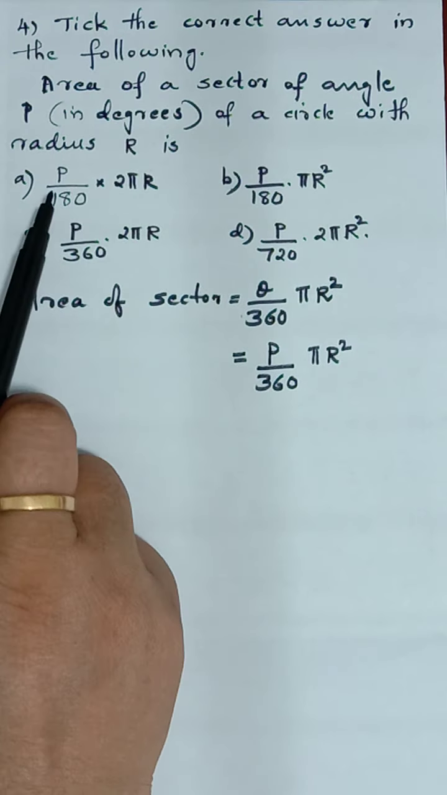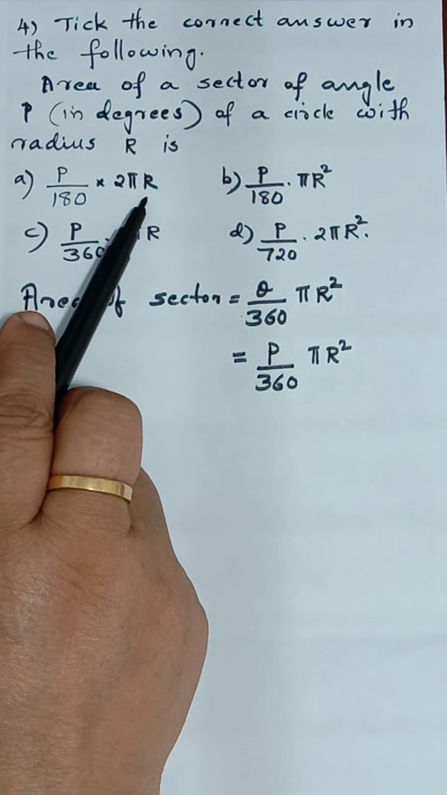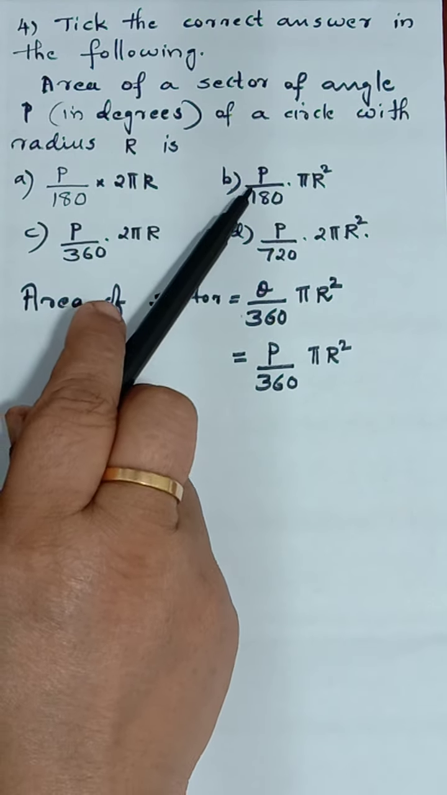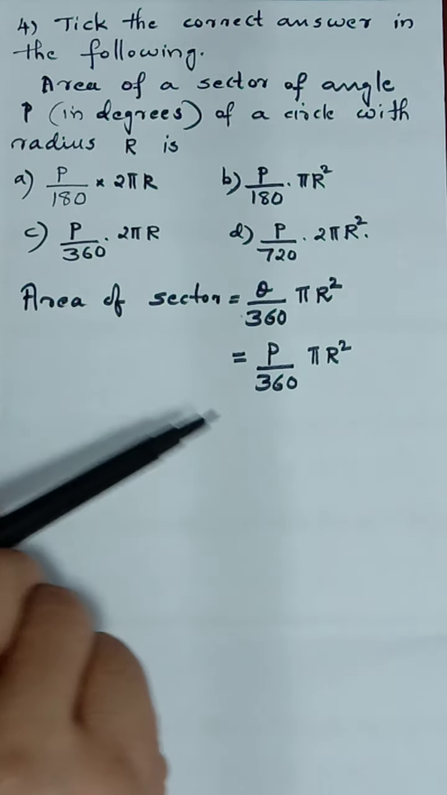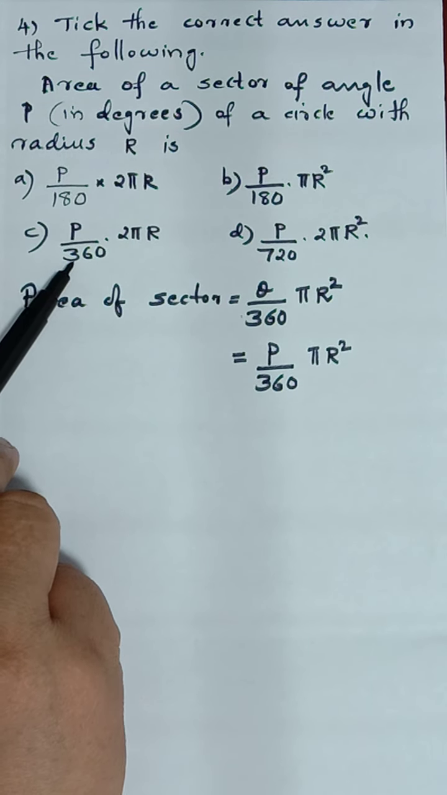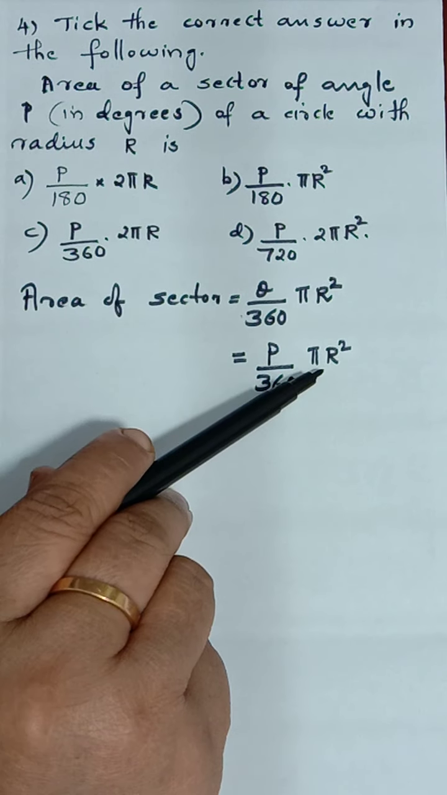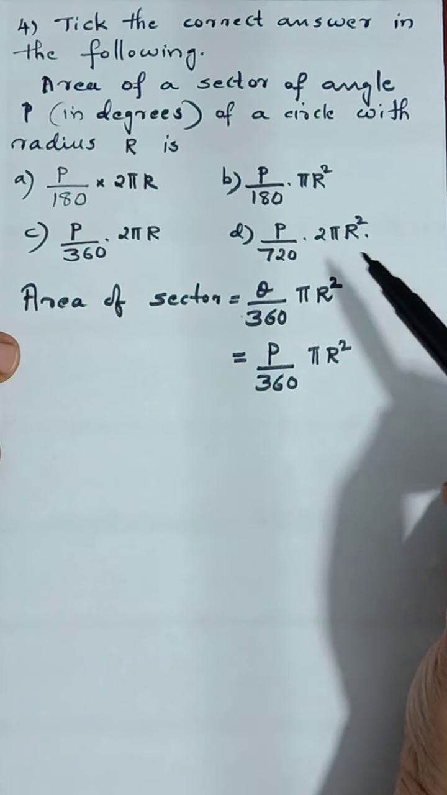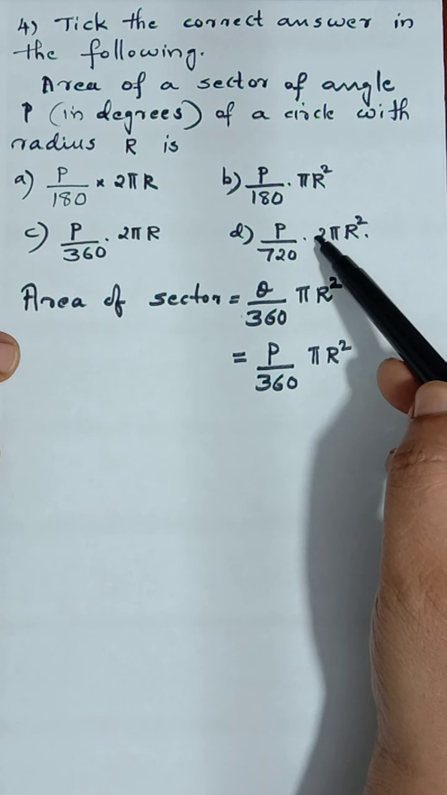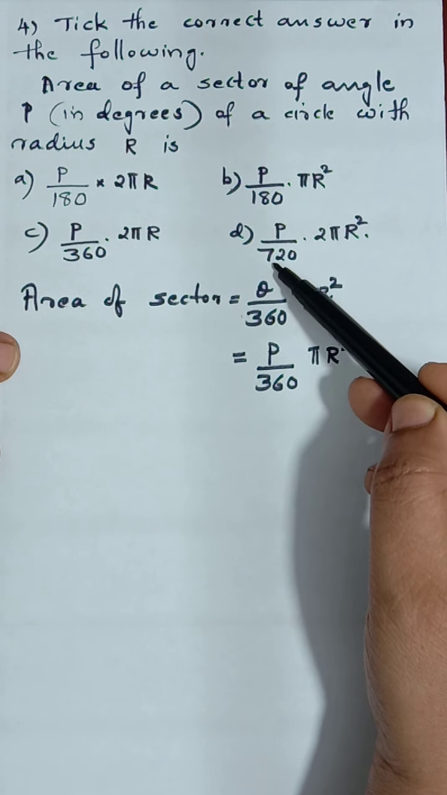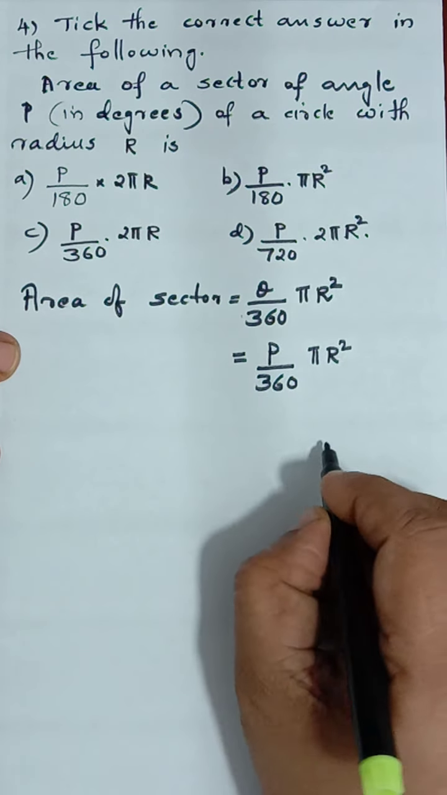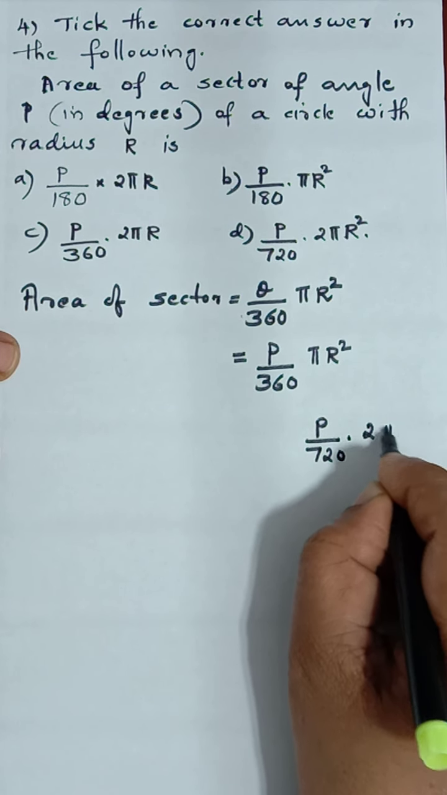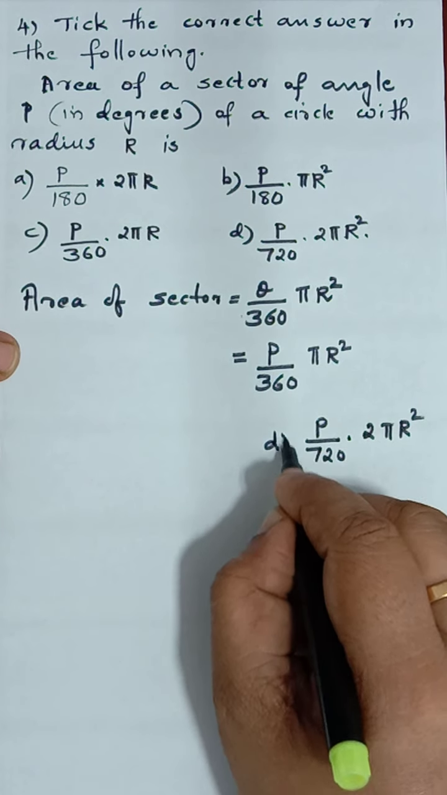Let us check the first one. It is 2 pi r, they have given no r square, so we are not considering this. Second one, pi r square is there, but it is P by 180, and this is P by 360, so we cannot. Third, P by 360 is there, but it is 2 pi r, whereas it should be pi r square. Now here there is a chance. 720 and 2 can be cancelled. That is P by 720 into 2 pi r square, the fourth option.